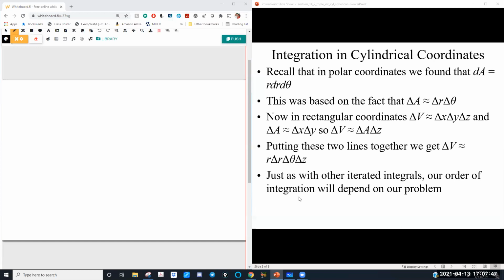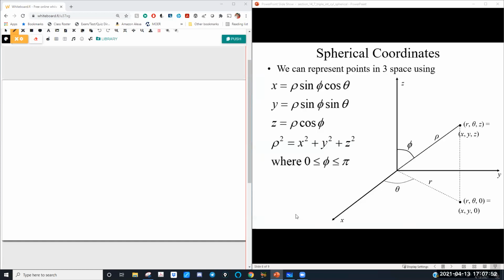We're not going to go to the worksheet just yet. We're going to do the worksheet all at once. We're going to talk about spherical next.